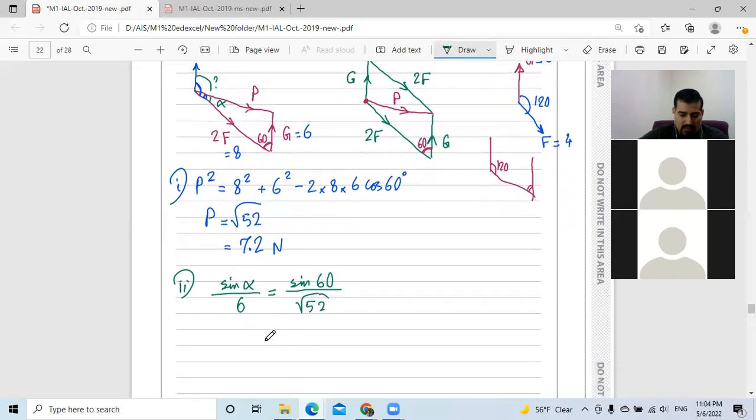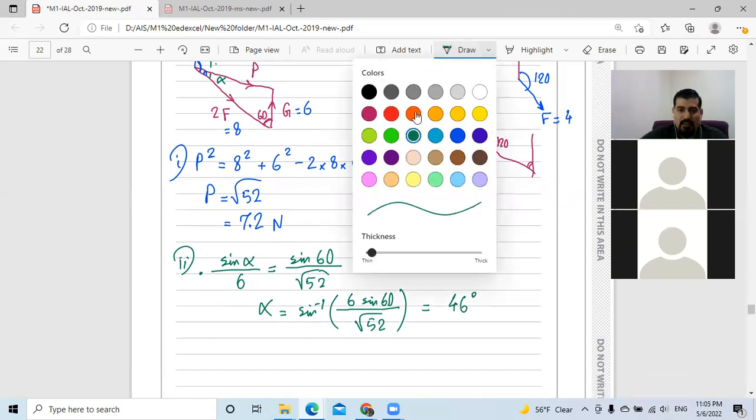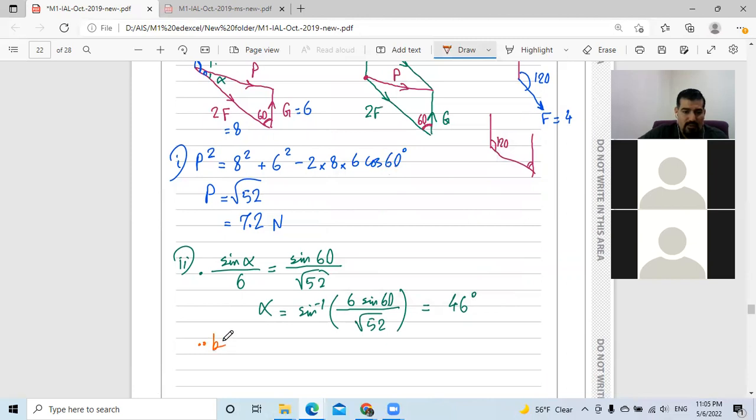By doing cross multiplication, alpha will be sine inverse of the whole thing: sine inverse of 6 sine 60 over the square root of 52. That means I'll get 46 degrees. This is the first step. Second step, the bearing will be 120 minus 46, and the answer will be how much? 106 degrees.